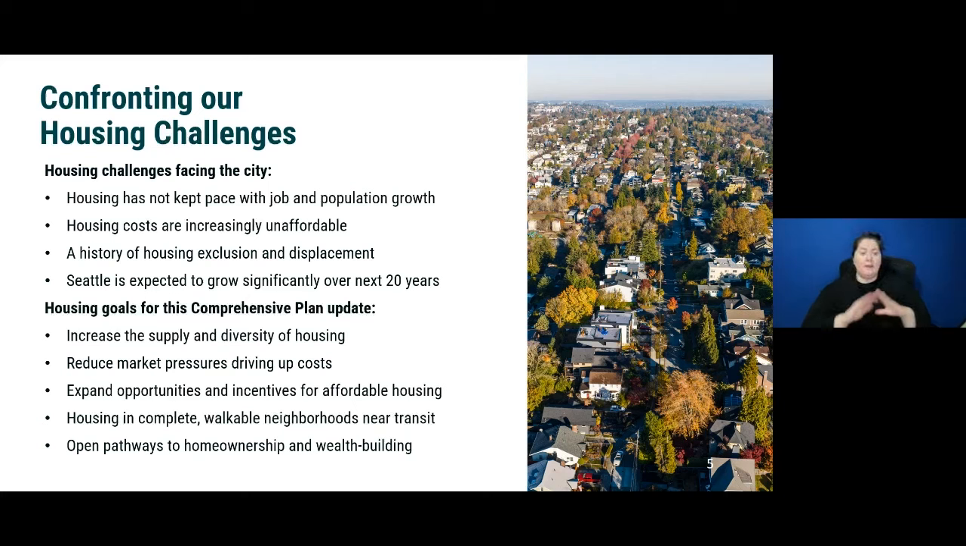Housing costs are increasingly unaffordable. We have a history of housing exclusion and displacement. And we know that the city is going to continue to grow. We will approach 1 million people within the next 20 years that are covered by this comprehensive plan.